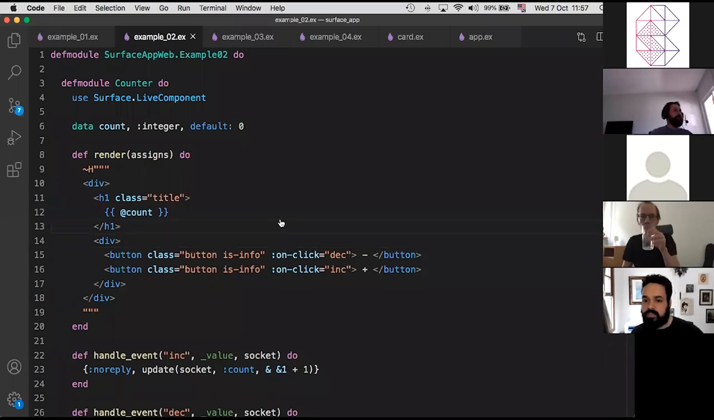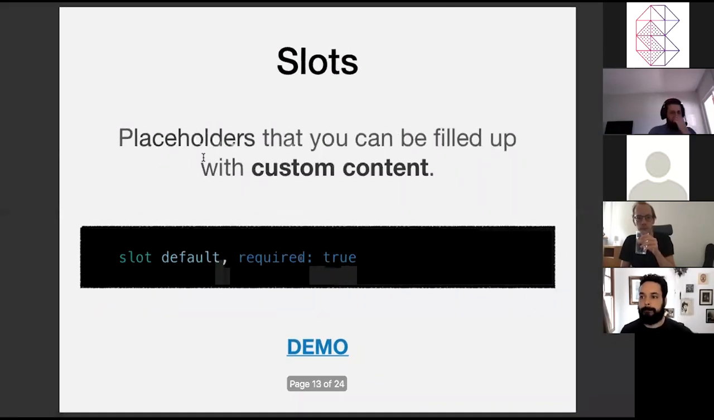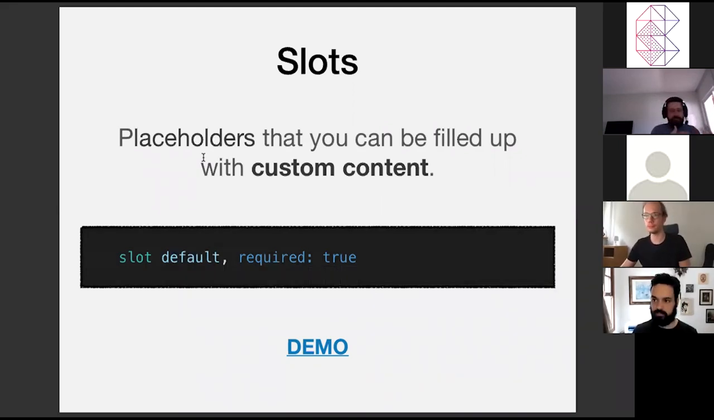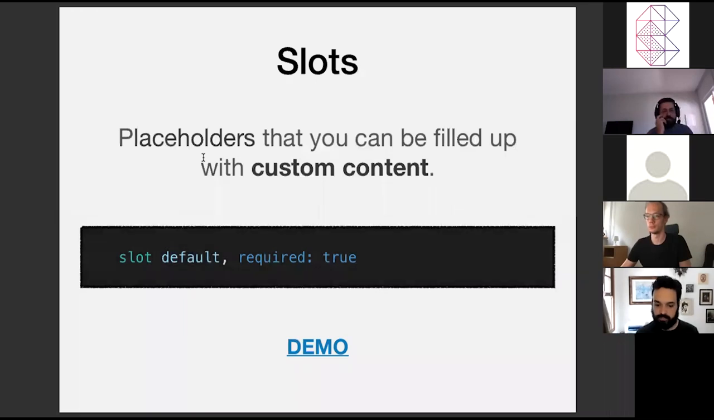So we have seen properties, we have seen data, and we also have slots. So slots are a little bit different from what you're used to in LiveView, because in LiveView, you have inner content where you can pass the content from the parent component. It's similar to properties. It's a way to pass information to a component, but instead of that information coming from attributes, which are properties in components, you pass this information as the body of the component.